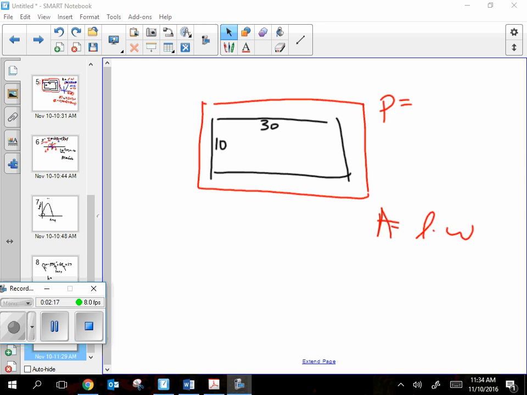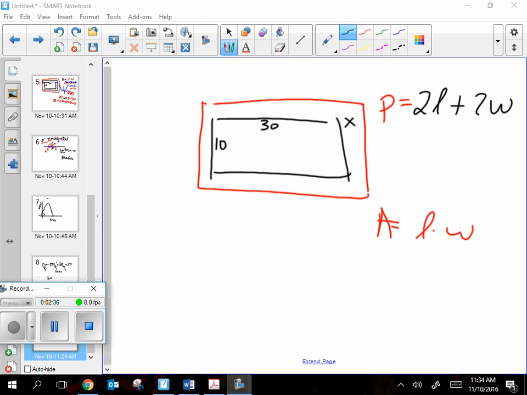Okay, here's what you should have been thinking. Well, I don't know how wide X is, and if all you do is put an X, you'll probably fall prey to the trap of saying it's 30 plus X, because it's not. Perimeter is 2 lengths plus 2 widths. And in this case, the length is not 30. It's 30 plus what? 2X. Because there's an X here and there's an X there. 30 plus 2X.